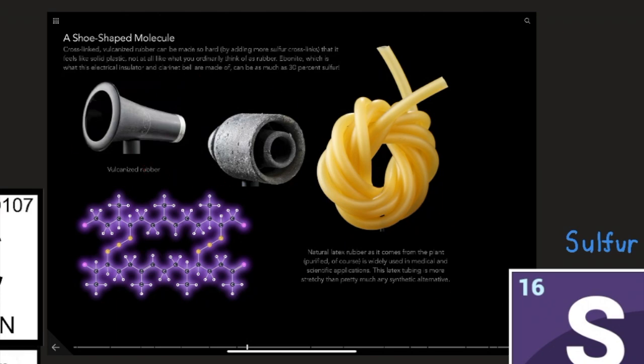Natural latex rubber, as it comes from this plant, purified of course, is widely used in medical and scientific applications. This latex tubing is more stretchy than pretty much any synthetic alternative. In the laboratory, especially as scientists, we interact with various items that have rubber, especially if we're dealing with things like Bunsen burners when we're connecting the gas or when we're dealing with vacuum tubes and pressures. Rubber really creates an airtight seal that is useful for such things that require certain pressures and conditions.